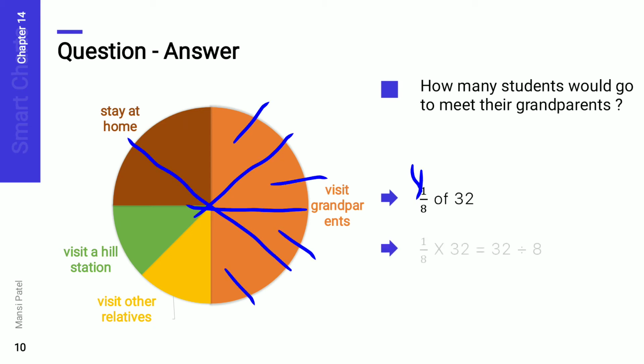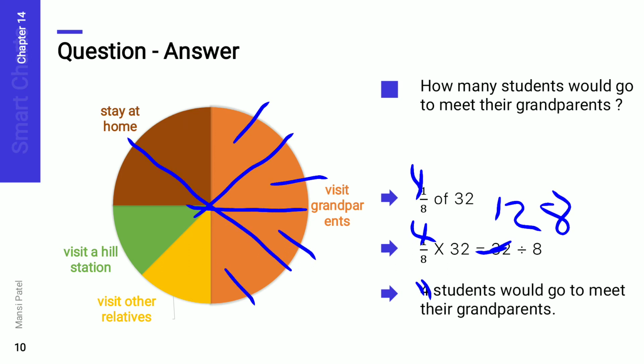Now, 4/8 of 32. Here you have to multiply 32 and 4. 32 fours are 128, and 128 divided by 8. So your answer is 16. So we can say that 16 students would go to meet their grandparents.